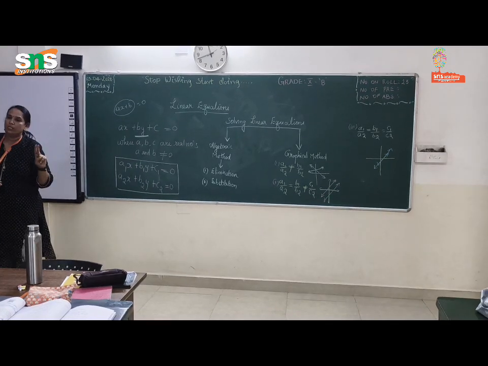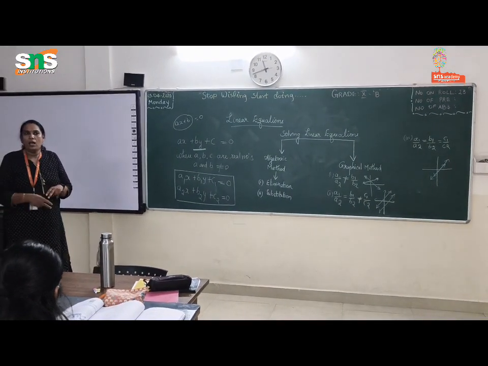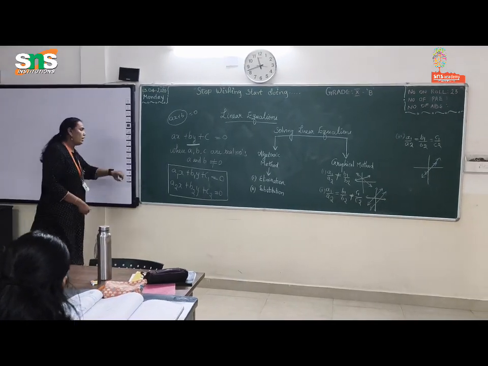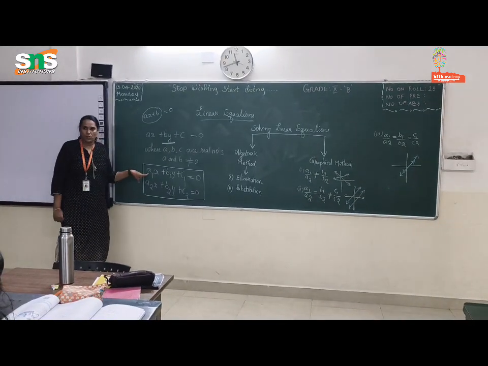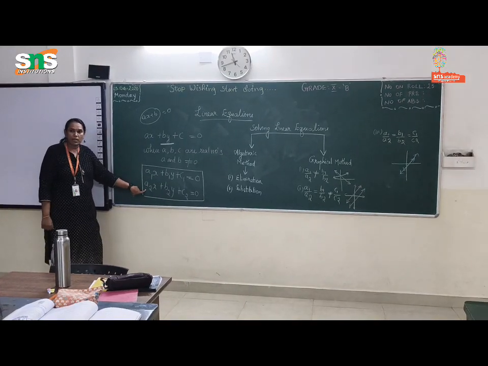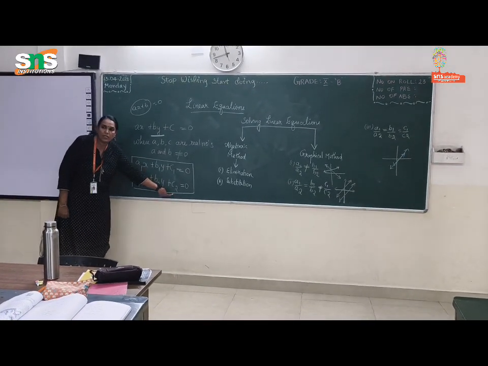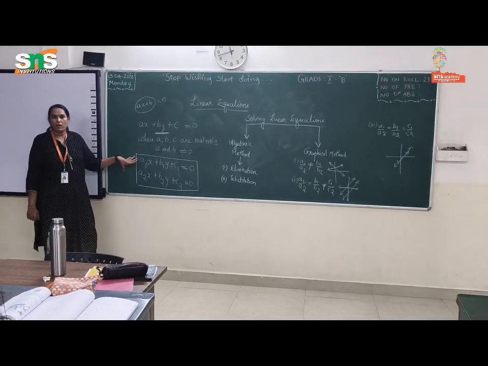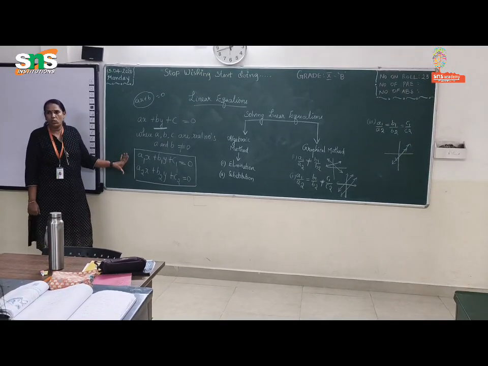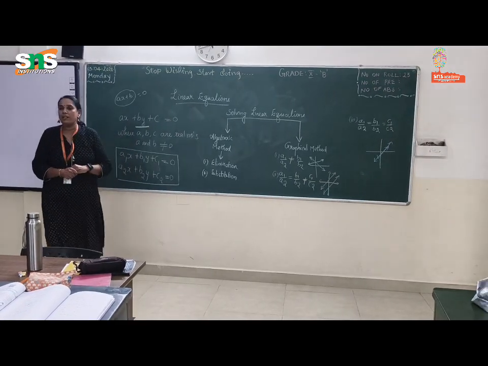Suppose we are considering two linear equations, and we are solving them. We are giving the names of the coefficients as a1, a2, b1, b2, c1 and c2. So whenever we are comparing, always we have to follow this format. Okay? So how to solve the linear equation?